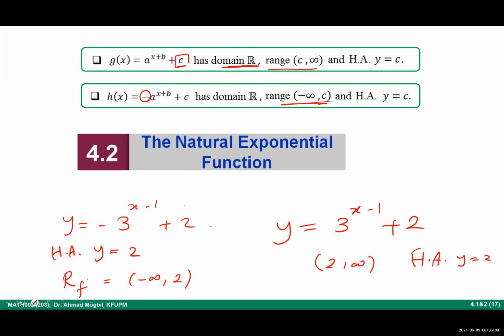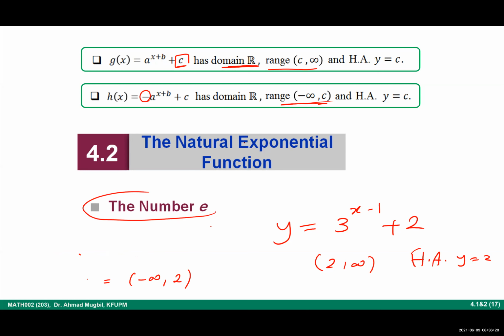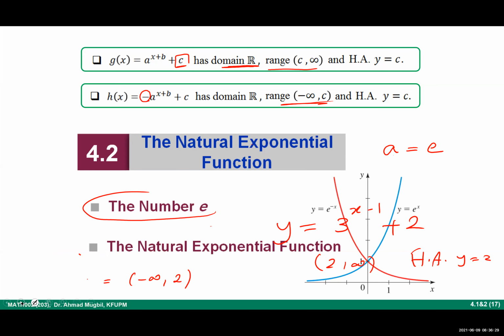Excellent. Now we are done with 4.1. We will take another exercise, inshallah, at the end. Let's now go to 4.2. Again, 4.2, shabab, is just about the natural exponential function, just when we have a equals e. What is the difference? We will see that now in a minute. We will see also how to sketch the graph of this function.